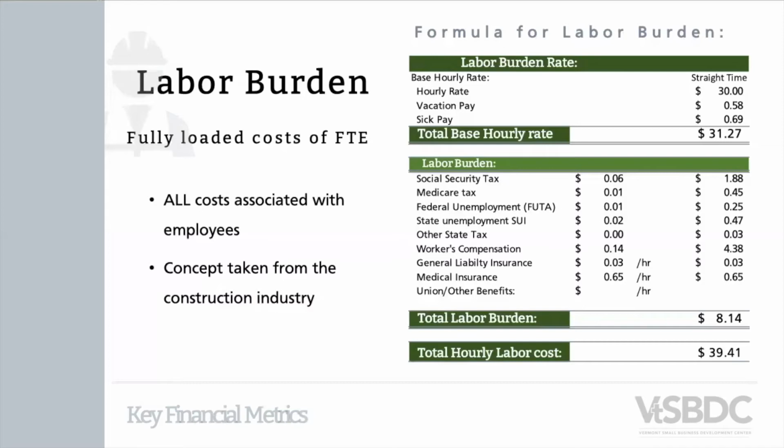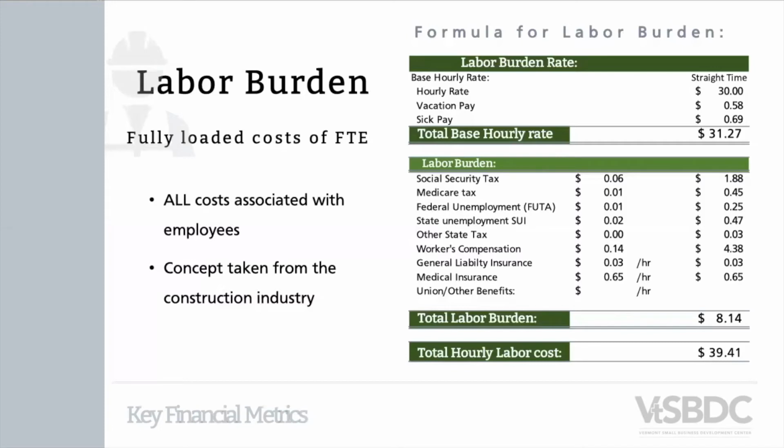Again, let's refer to the example. You have the employer paid part of Social Security tax, the employer paid part of the Medicare tax. The federal unemployment tax is only paid by the employer. Also, the state unemployment tax is only paid by the employer. And there might be other state taxes. We also have workers' compensation insurance included in here per hour. We have general liability insurance per hour, medical insurance, perhaps you offer that per hour, and possibly union or other benefits paid. So this total labor burden adds up to $8.14.